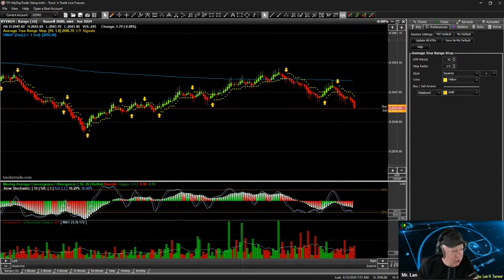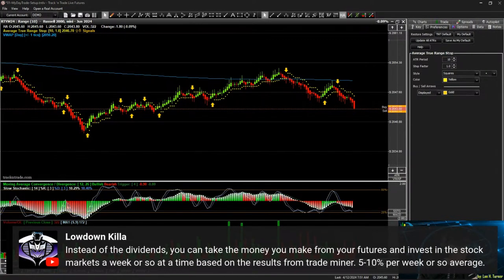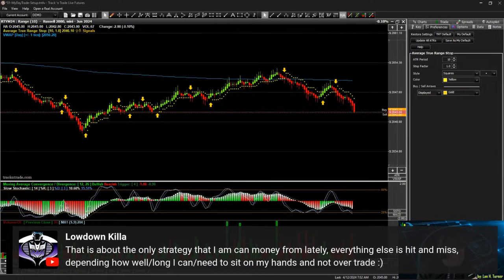I got a couple comments over here. Low down killer: instead of the dividends, you can take the money you make from your futures and invest in the stock market a week or so at a time based on results from TradeMinder, 5 to 10% per week or so on average. Yeah, lots of different ways to do it. That's a good suggestion. How about this is about the only strategy that I can make money lately. Anything else, hits and miss.